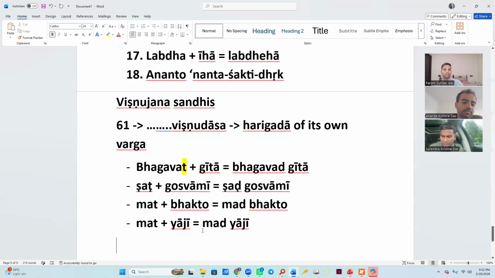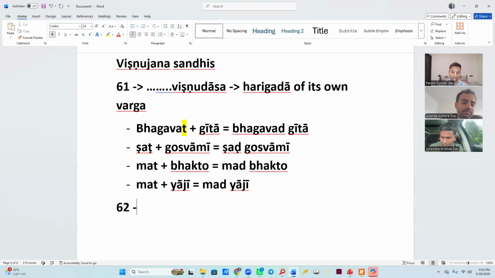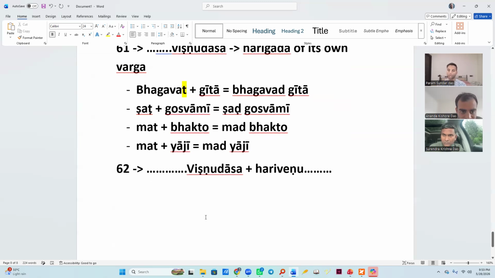Then the next rule says Harivenu, Harivenurva. If again there is a word ending with Vishnu Dasa, and if that Vishnu Dasa is followed by another word which begins with Harivenu, then the rule says the Vishnu Dasa will become Harivenu of its own varga, but optionally.